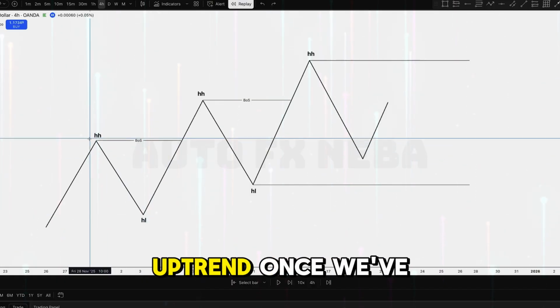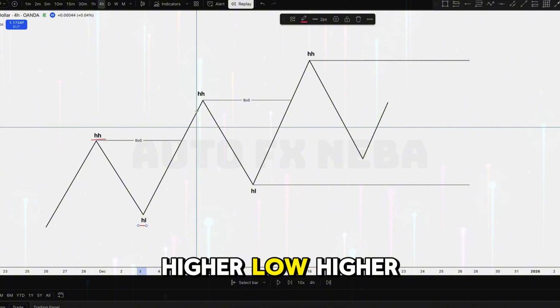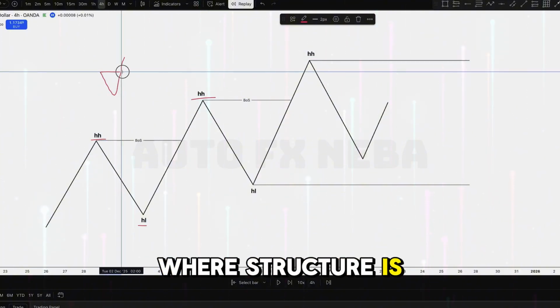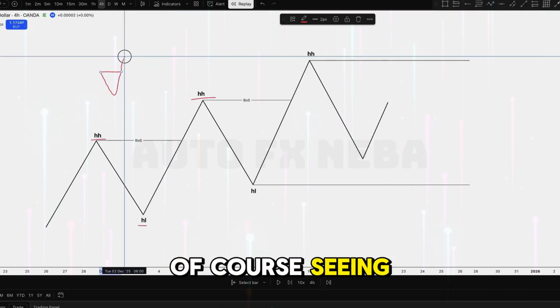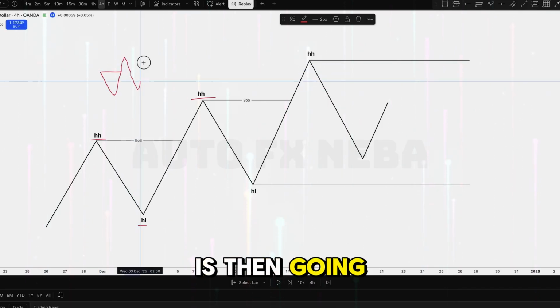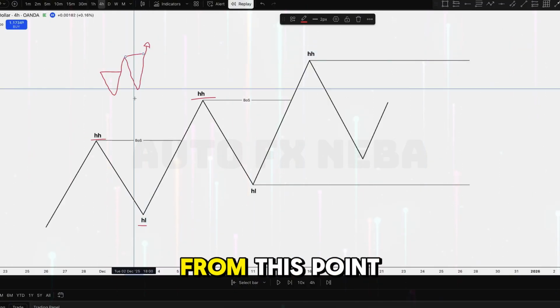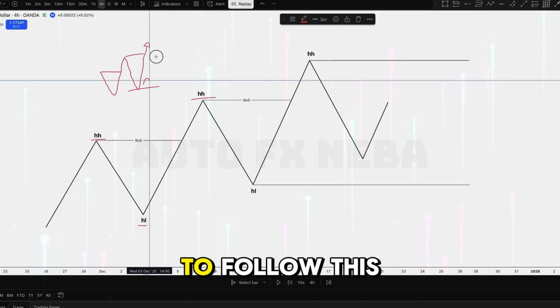So with an uptrend, once we've created a higher high, higher low, higher high formation, so basically a move like this in the market where structure is clearly broken, we are then of course seeing an uptrend, and our idea is then going to be to buy that uptrend. So we want to get into the market somewhere from this point down to this point in order to follow this movement up.